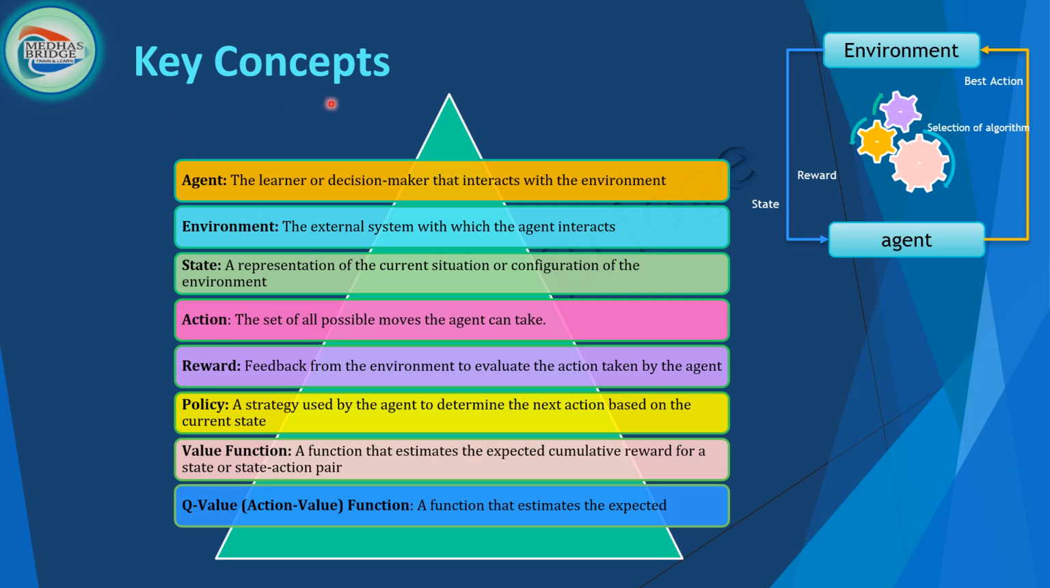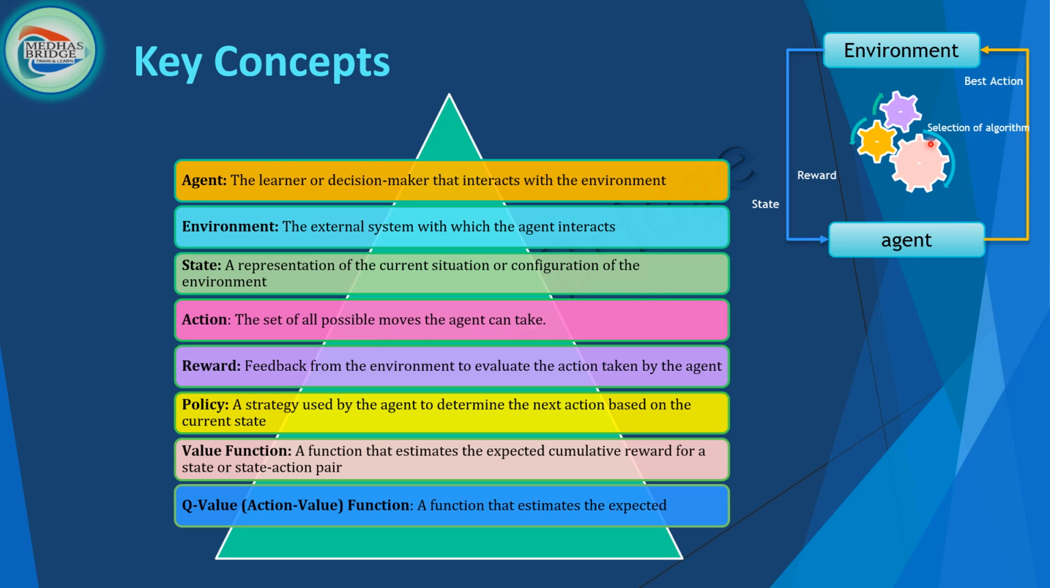Key concepts which we use in reinforcement learning. Agent. Agent is nothing but a learner or a decision maker that interacts with the environment. Environment means the external system with which the agent is interacting. What is meant by state? A representation of the current situation or a configuration of the environment. Action means the set of all possible moves the agent can take.